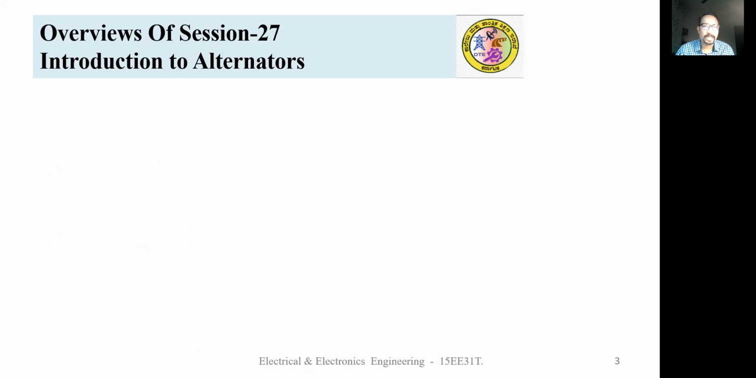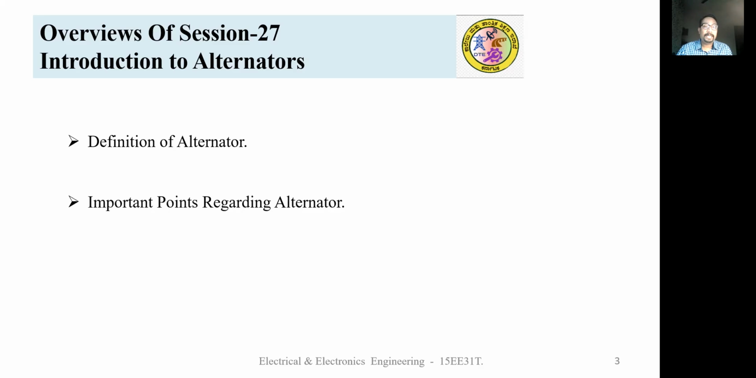In today's session, we are going to learn mainly about what an alternator is, some important points relating to the alternator, and also the basic difference between an alternator and a DC generator. So in this session, we mainly concentrate on the introduction to alternators. First, we will see the definition of an alternator, important points regarding the alternator, and the major difference between a DC generator and an alternator.